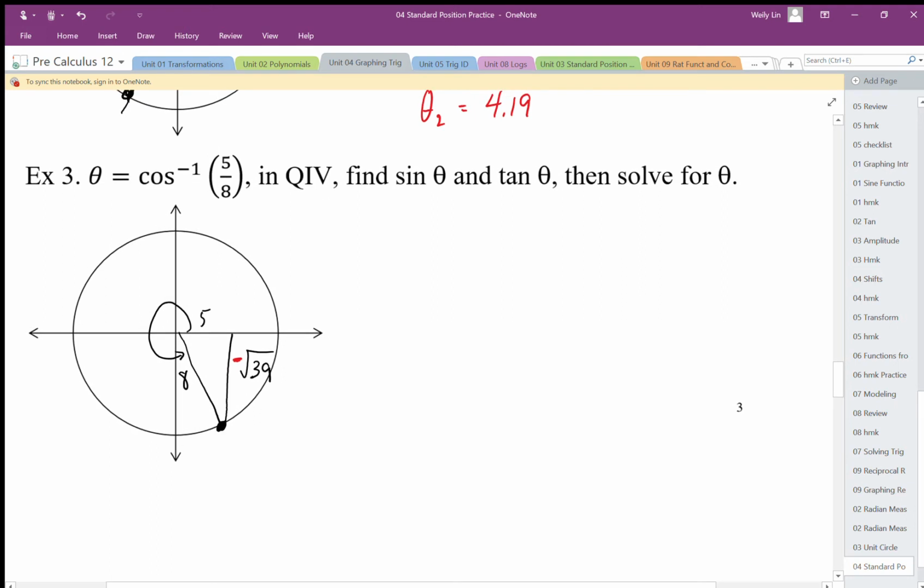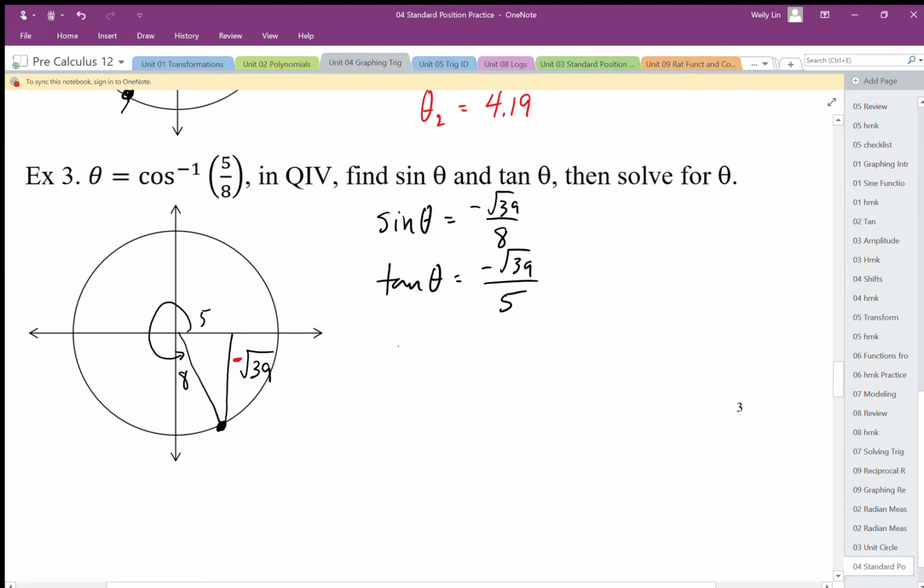So now that I have my positions all figured out, I'm going to write my sine ratio. Sine theta is equal to negative root 39 over 8. My tan ratio is my slope. So it's going to be down root 39, rise over run. Yeah, that line has negative slope.